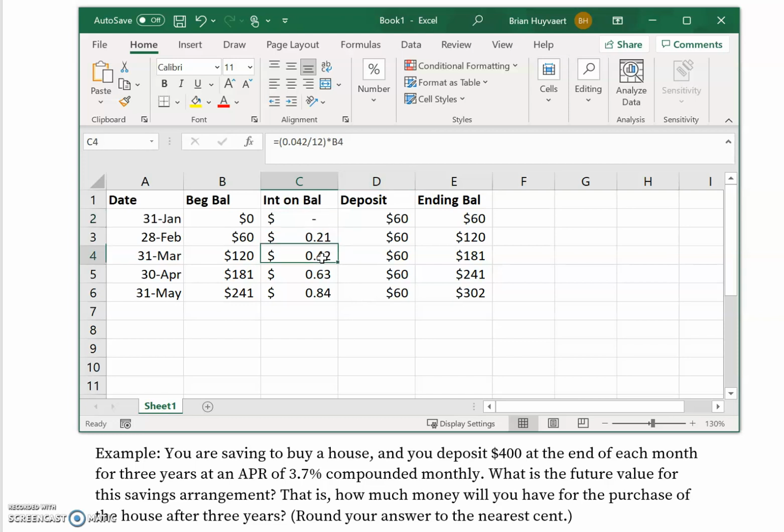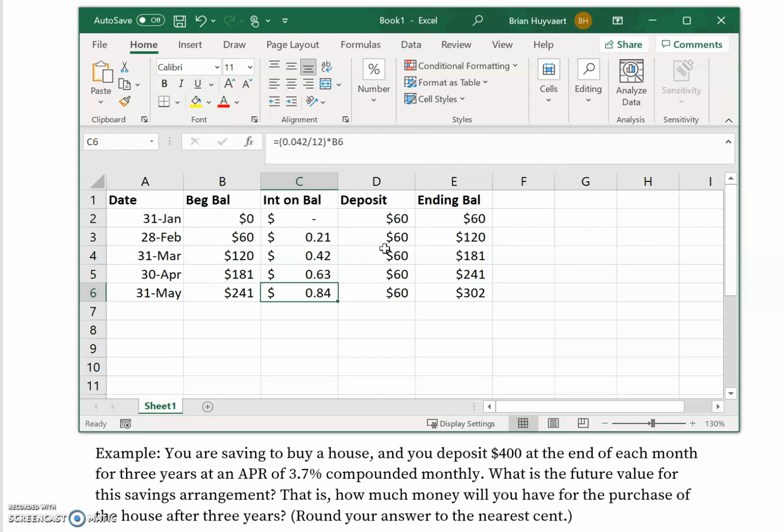And we can highlight one of these. I like to do this, just to make sure that everything is looking good. So it's our value, 0.042 divided by 12, so the monthly interest rate, essentially, times whatever I started with. And this amount goes up every single month because our beginning balance is increasing. Therefore, the interest that we earn on that balance should also be increasing.